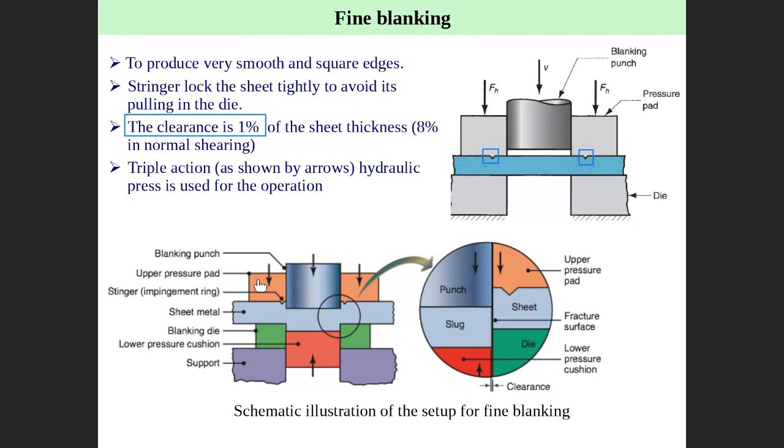We added this as one action. Second action, punch. Third action is the back pressure. Three actions. Definitely clearance is very small, up to 1%. In this way, they produce what they call fine blanking. This is fine blanking. Any question? Is it clear? Guys, clear? Right. Anyway, you can ask me anytime. No problem at all.